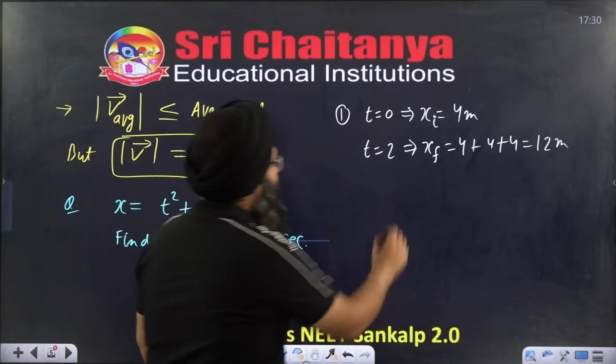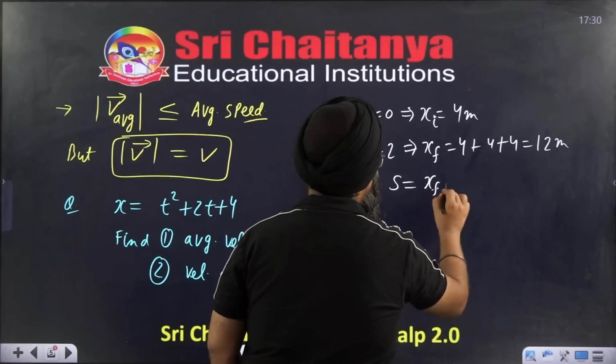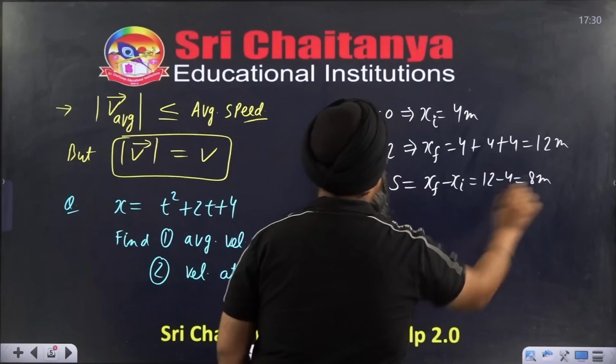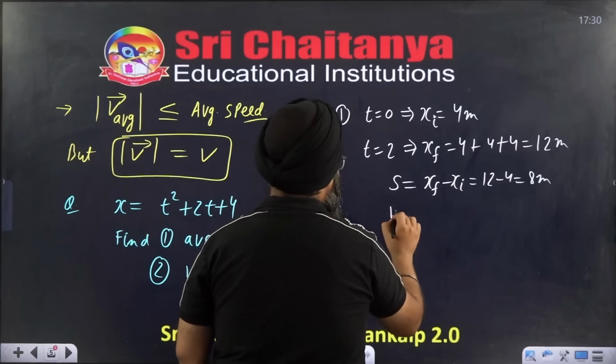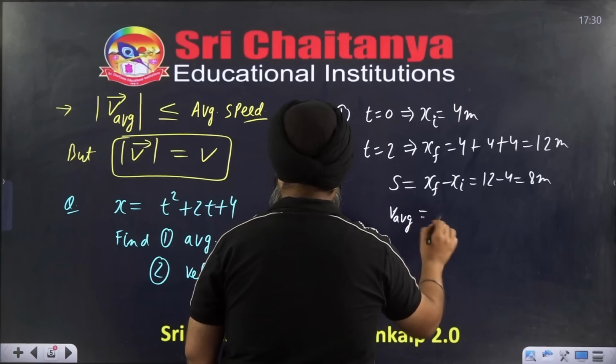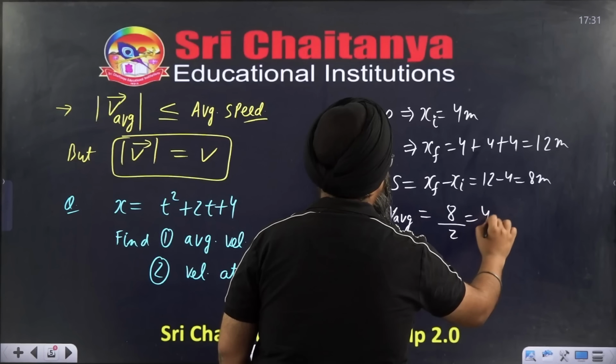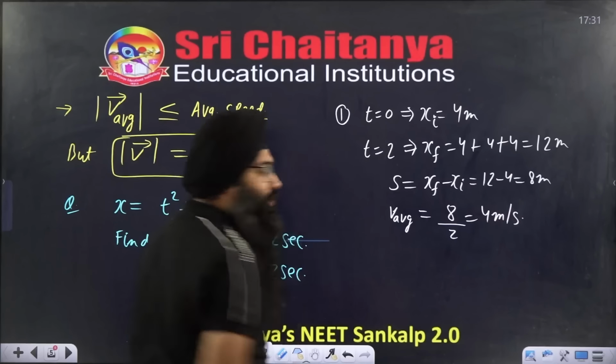Now what will be the displacement of the particle? It will be x final minus x initial. So you will get 12 minus 4, that will be 8 meter. What will be the average velocity? Average velocity will be equal to total displacement, that is 8, divided by total time, that is 2. So the answer will be 4 meter per second. This will be the average velocity.